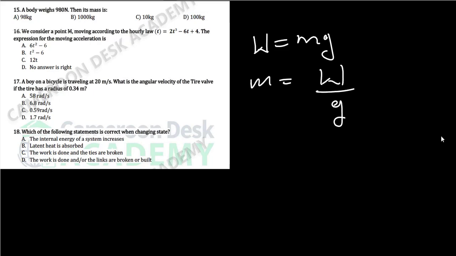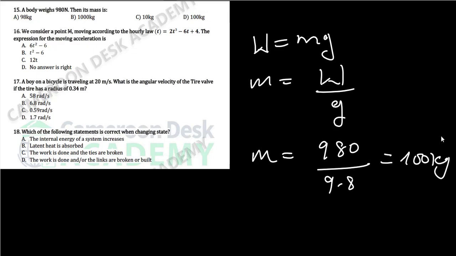Question number 15 says a body weighs 980 Newton, then its mass is. The weight of a body W is given by mg, so the mass will be equal to the weight divided by the acceleration due to gravity. The mass will be 980 Newton divided by 9.8, and this will give us 100 kilogram. So the correct option is D.